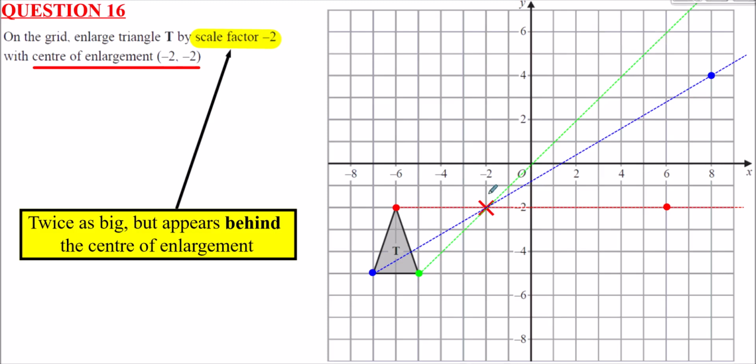Finally, the new green point is currently 3 squares diagonally away from the centre of enlargement. Double that to 6. The new green point will transform to 1, 2, 3, 4, 5, 6. It's going to be over here. Now we have all our 3 points. The final thing is to just connect them dot to dot, and we then have our new triangle. So the final thing is just to draw the new triangle on, and then the job's done. That's question 16 complete.